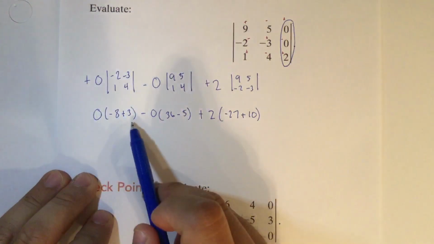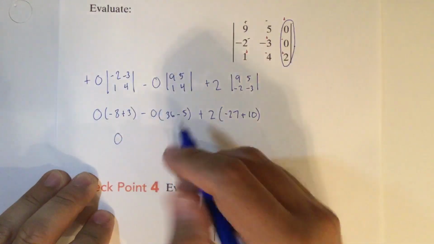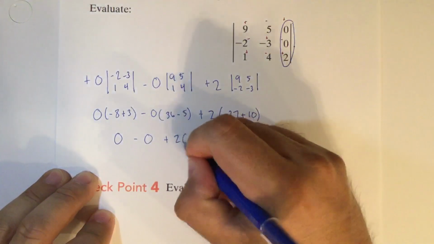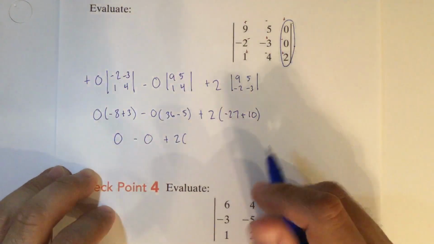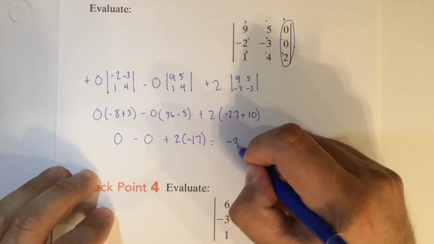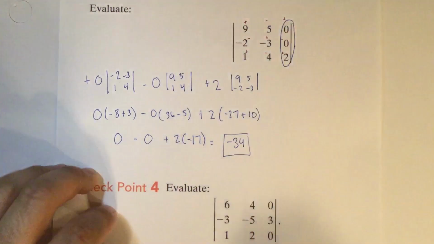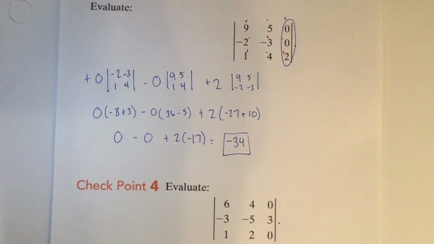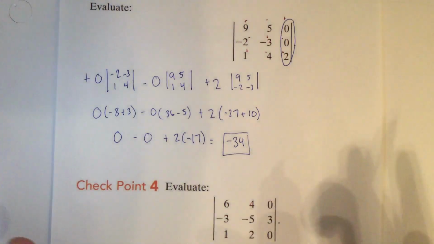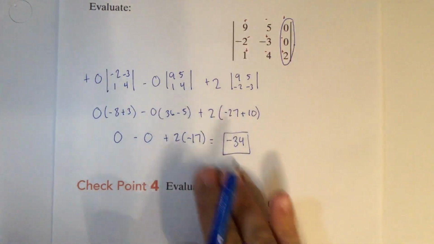So regardless, this will be 0, minus 0, plus 2 times -27 plus 10 is -17. 2 times -17 is -34. So there's your determinant. So it's a lot easier when you have multiple zeros in there because that allows you to just get rid of those quickly and you're really just working out one part.